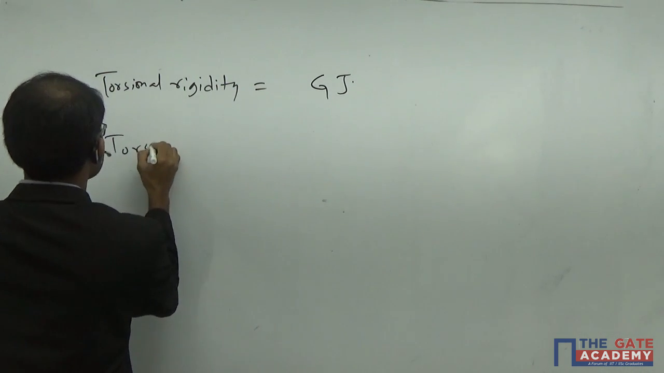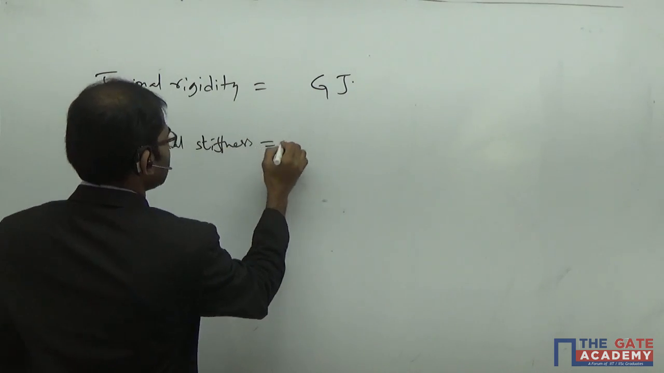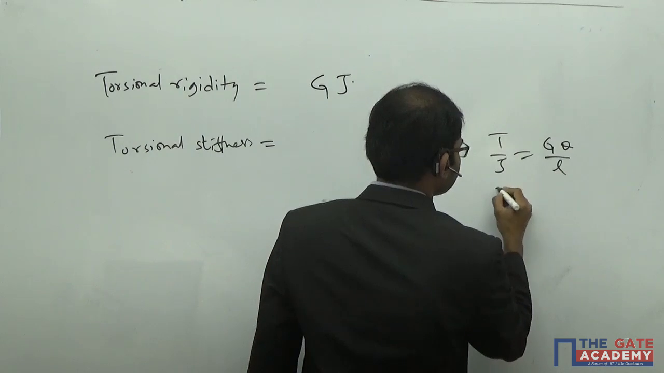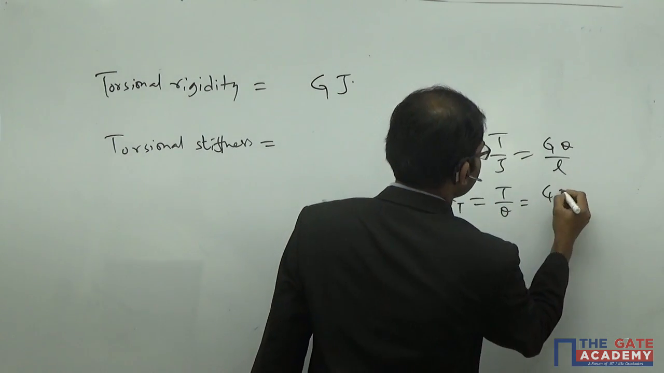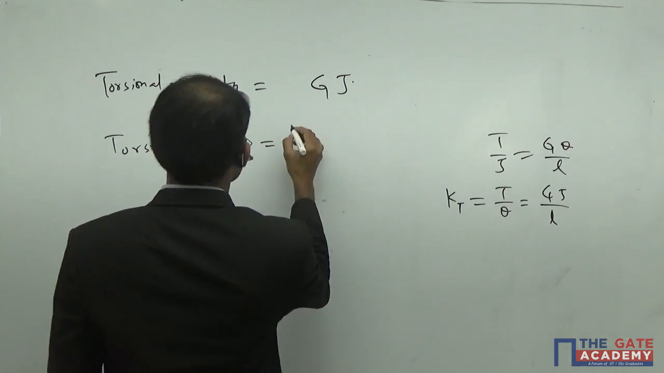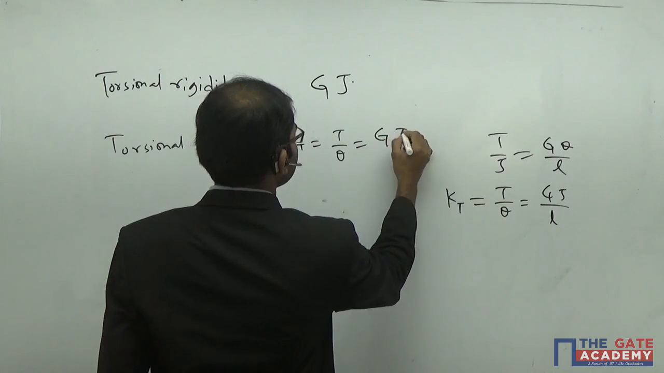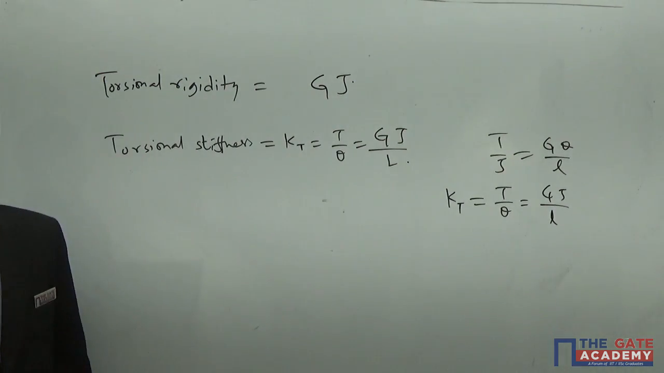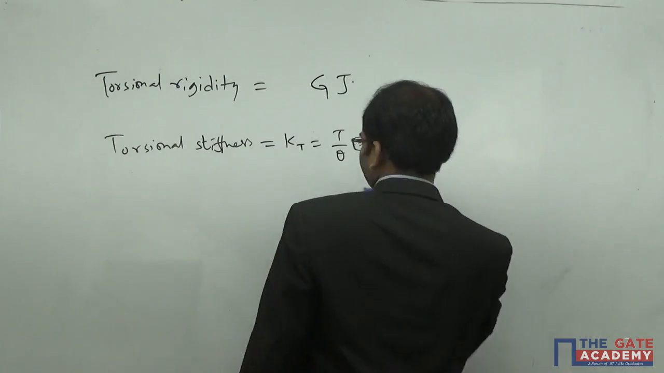Now torsional stiffness. So actually we have the formula T by J is equal to G theta by L. So T by theta is called torsional stiffness. It is given by GJ by L. It is denoted by Kt. So T by theta is equal to GJ by L. So this is the formula here. So please copy both of them. So once it is over, we'll go into the next part.